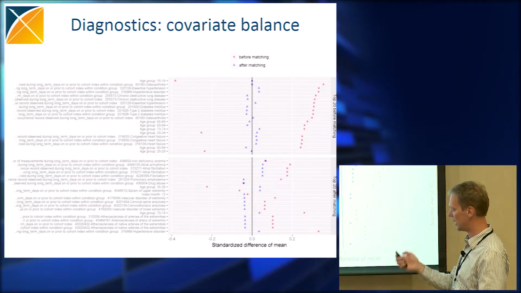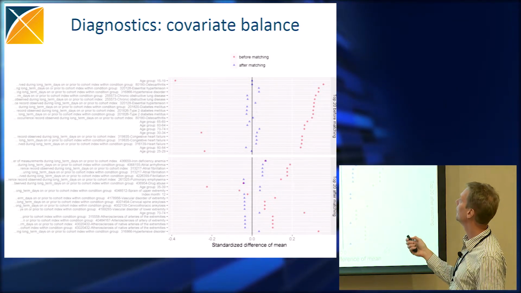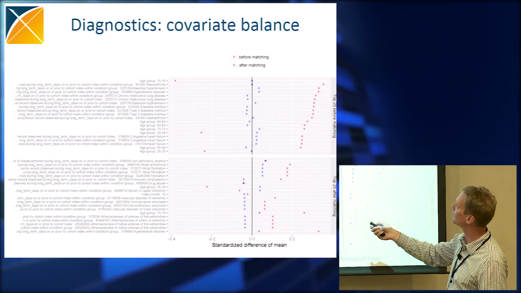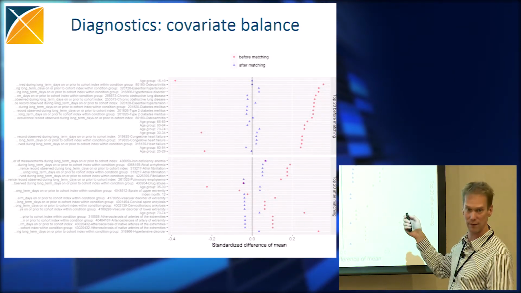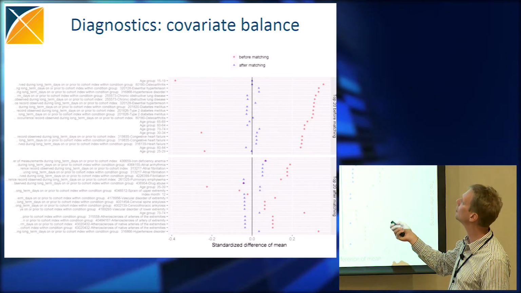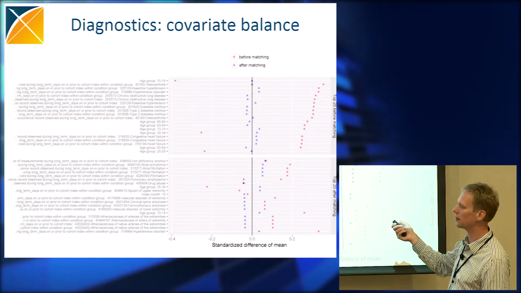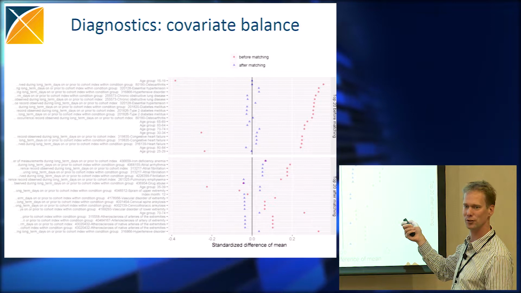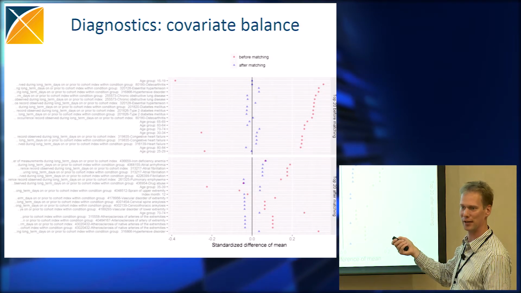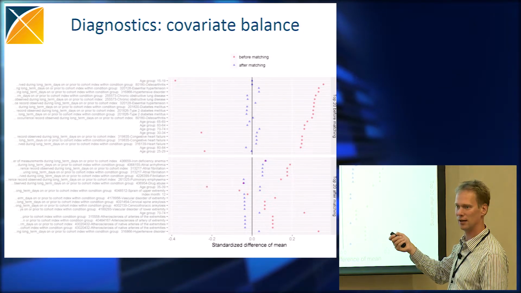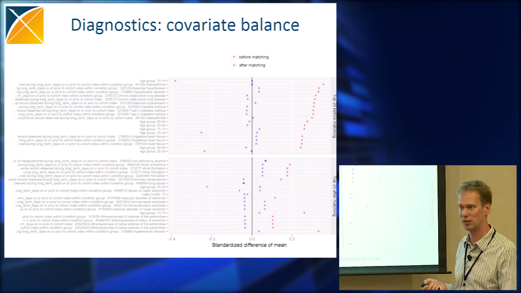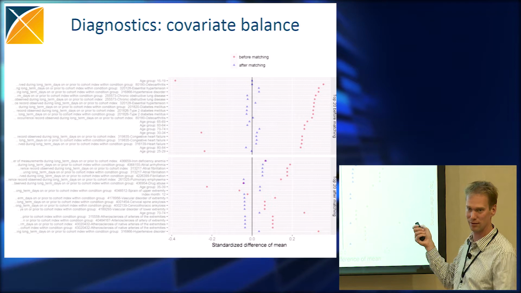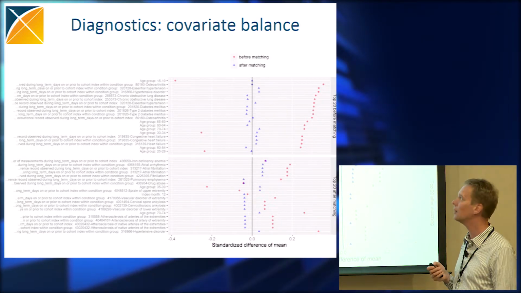Even though you can't read it from the back, you see here that age group 15 to 19 years old was the biggest difference before matching. I think this means that the diclofenac users were much more likely to be 15 to 19-year-olds than celecoxib users, which makes good sense. And after matching, the difference was completely eliminated.